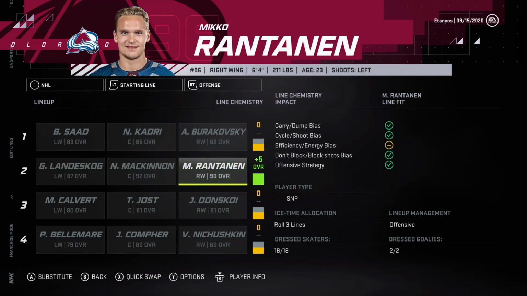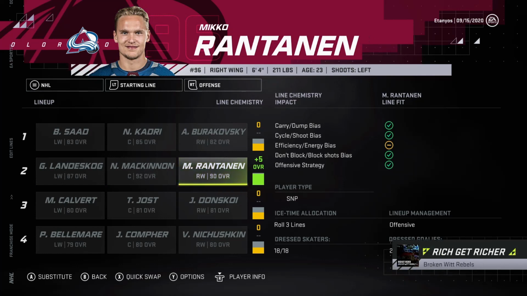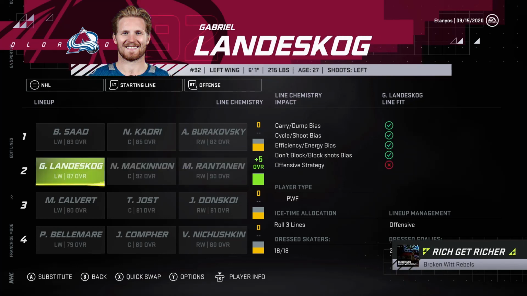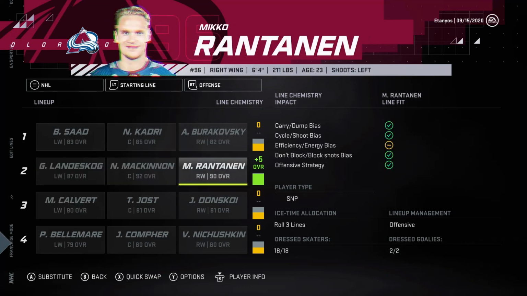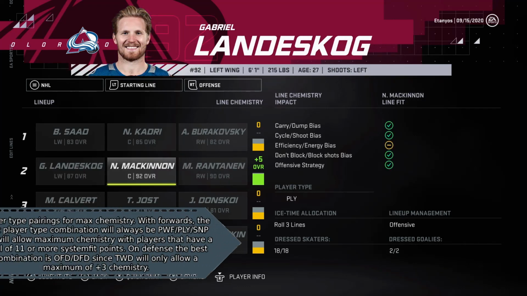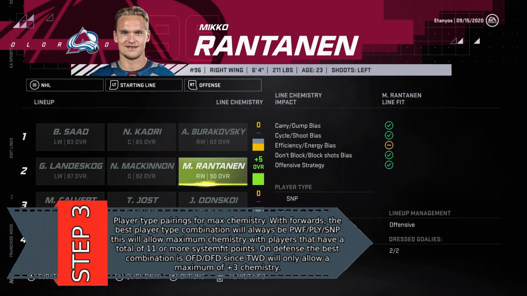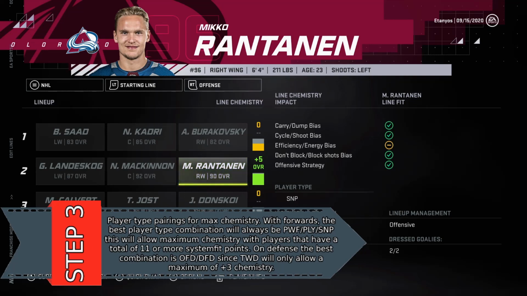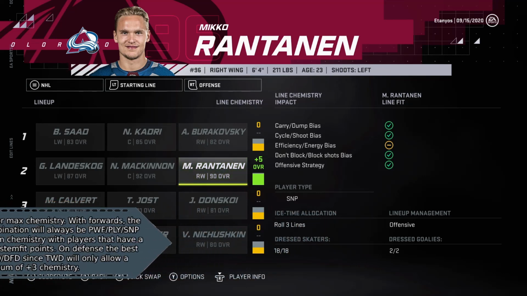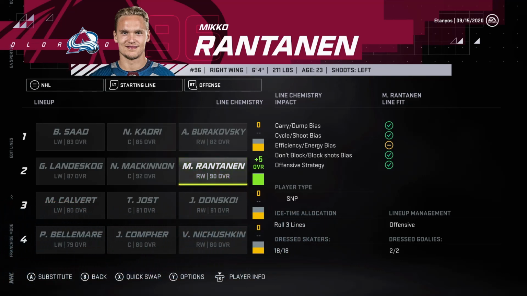But you also have to consider player types into this scenario. Your best line fit, unless you literally have all green check marks across it, is going to be a playmaker, power forward, and sniper combination. The playmaker, power forward, sniper is always going to give you the best chemistry. Even if you have 2 playmakers, 2 snipers, 2 power forwards, anything else other than one of each of those 3 player types in your top 6, the chemistry is not going to be fully maximized. And you have to get that into your head. And that's kind of step 3, especially with forwards anyways.